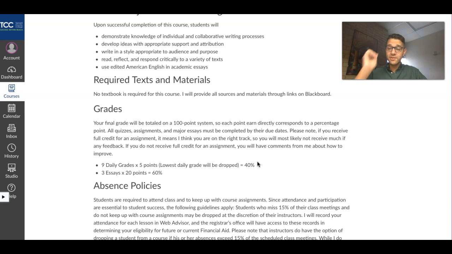We're going to have 9 of those, and those are going to be worth 5 points apiece. So that's 45 percentage points, except that I'm going to drop the lowest grade that you have. So if you totally just bomb an assignment, don't stress, I'm going to drop it. You'll be fine. So with 9 of those and dropping 1, ultimately that's going to be worth 40% of your overall grade. And then we'll have 3 essays that are going to be worth 20 points apiece.